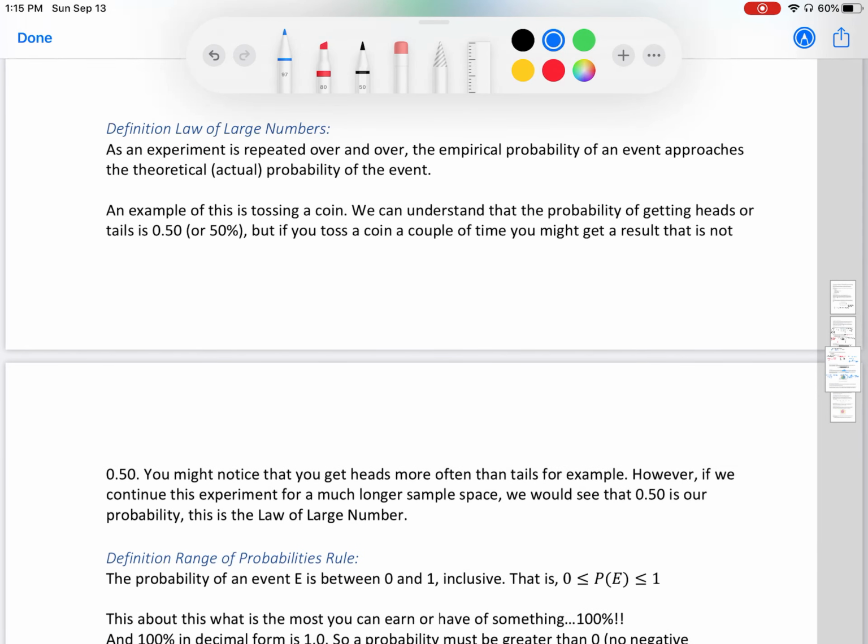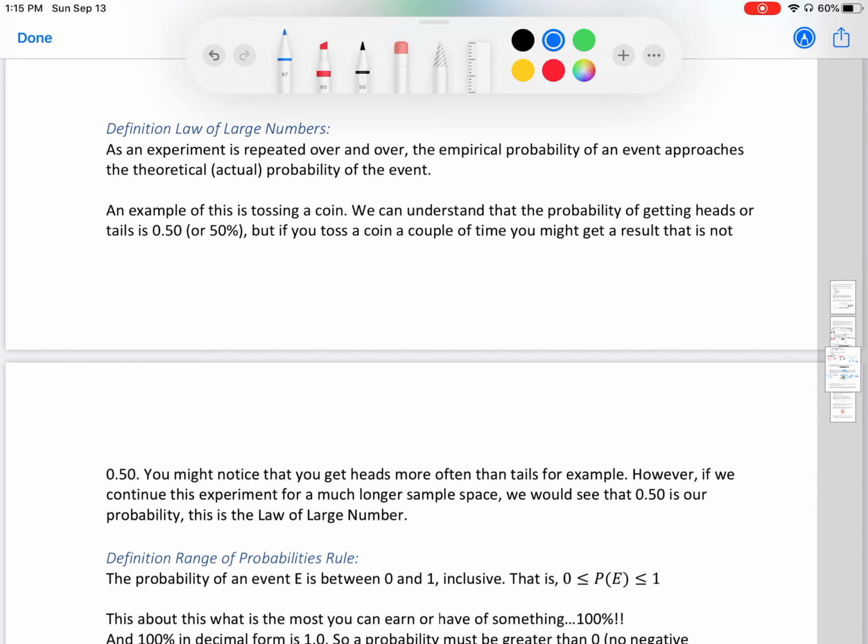Definition of the law of large numbers. As an experiment is repeated over and over again, the empirical probability of an event approaches the theoretical, actual probability of the event. An example of this is tossing a coin. We can understand that the probability of getting heads or tails is about 50%, half tails, half heads.